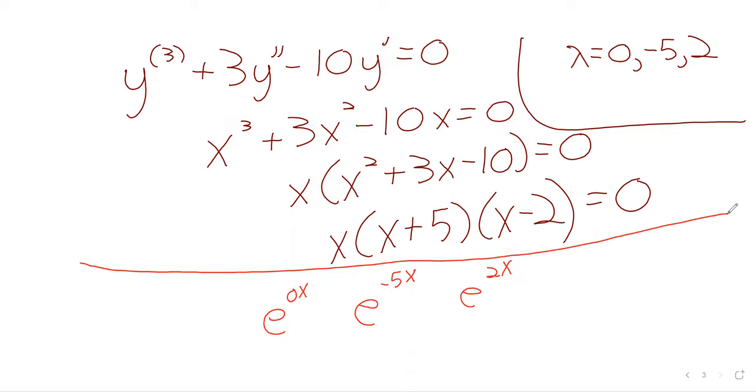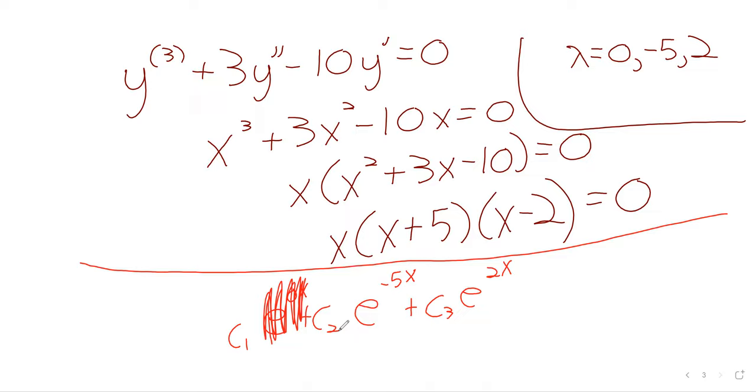And once we have these solutions, we can use the superposition principle to combine them and get the general solution. E to the 0x, incidentally, is just 1. So we get the constant from that. So aside from the fact that maybe it's harder to find the roots, this worked exactly the same as in the second order case.